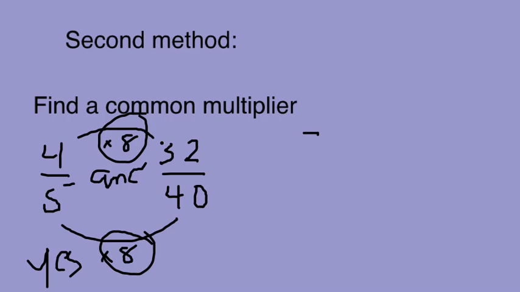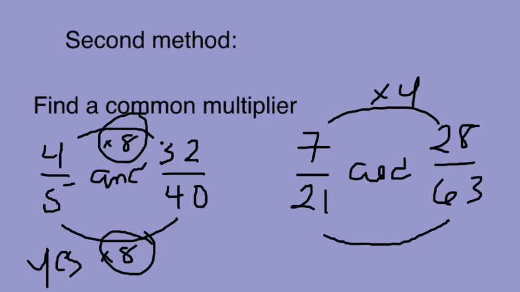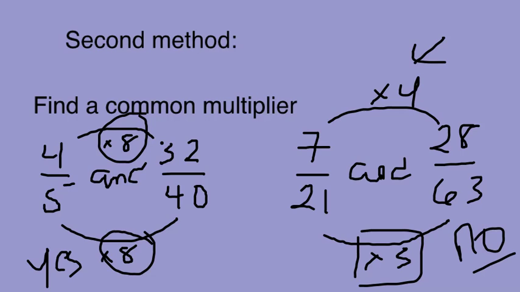Let's look at 7 over 21 and 28 over 63. Well, what did I multiply 7 by to get 28? Well, I multiplied times 4. What did I multiply 21 times to get 63? Well, that's going to be times 3. Well, these don't match, okay? So, no, these are not proportional because I'm not using the same common multiplier to get to my second ratio.